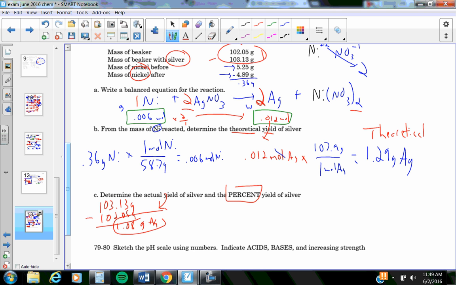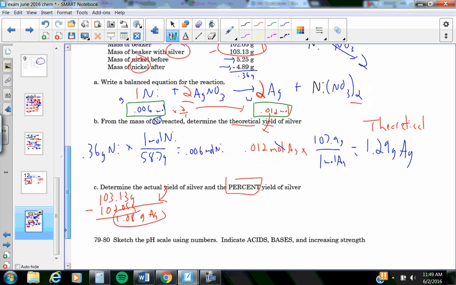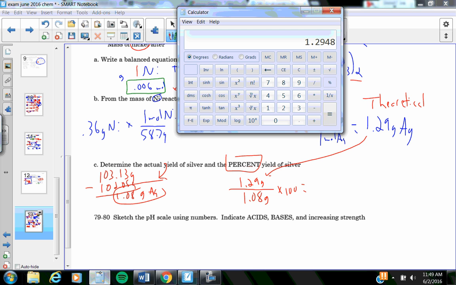Percent yield, check my formula again. Actual divided by theoretical times 100. So if my actual was 1.29 grams, out of the 1.08 grams I was theoretically supposed to get, times 100, 1.29 divided by 1.08 equals, times 100 equals 119% yield.